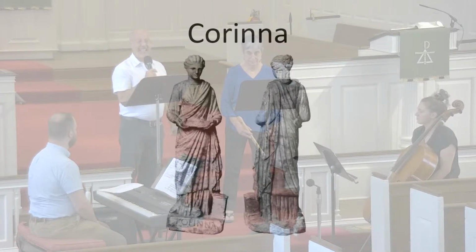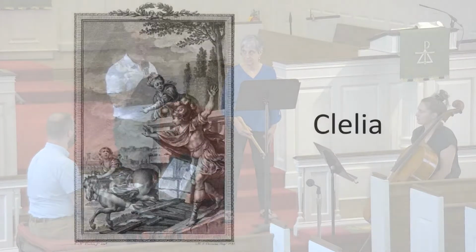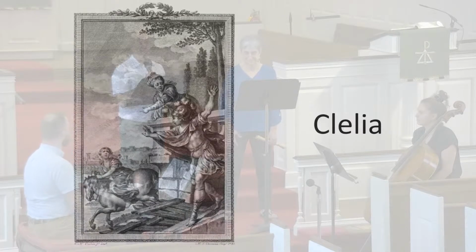Next to last is Clelia. And the name Clelia is to be renowned, to be famous. And she was taken as a hostage as a part of a peace treaty with Rome, and she actually got away. She swam across the Tiber River, and then she got on a horse and escaped being a hostage. So this is the horse movement, and it sounds very much like our typical idea of horse riding music.